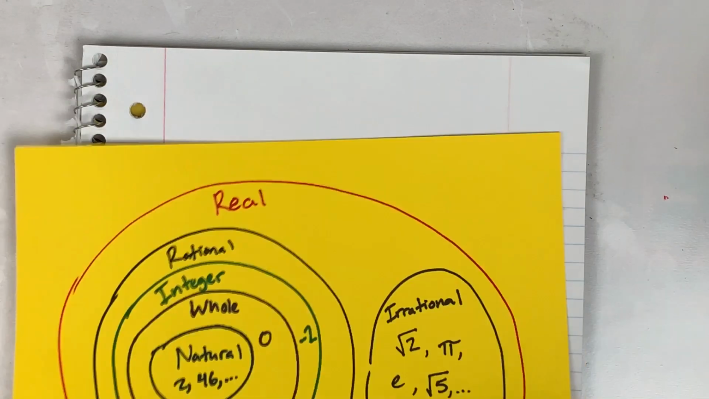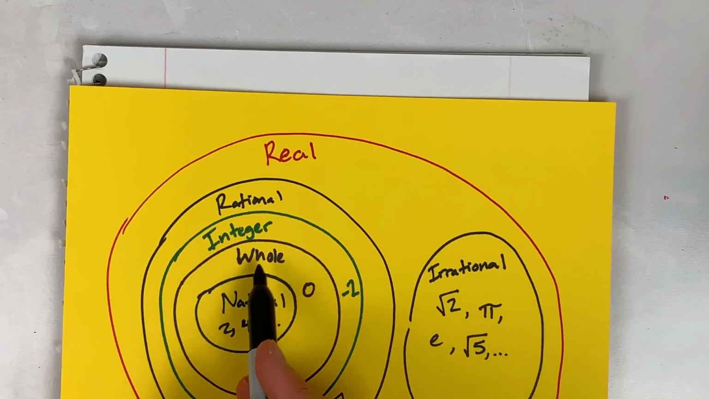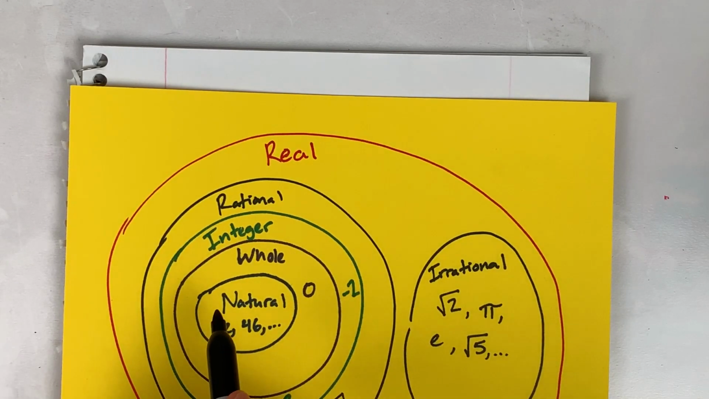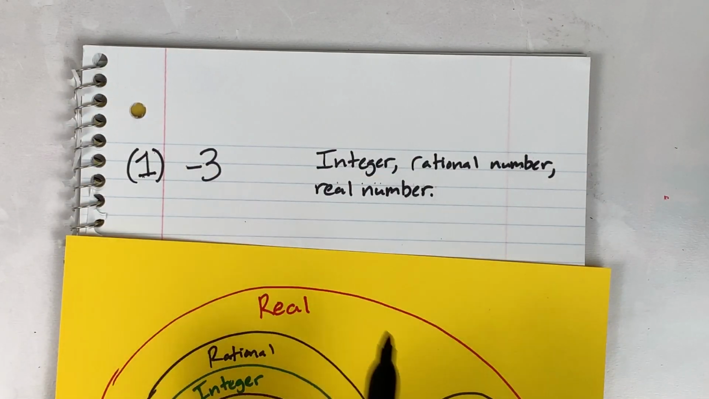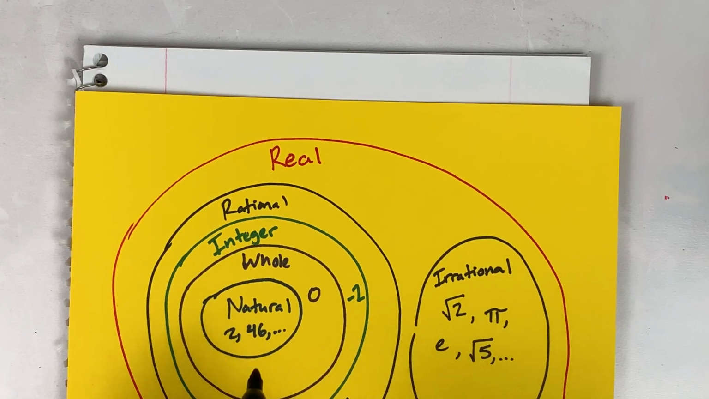Well, if we look at our other number types, we need to remember that the whole numbers are non-negative. There's no negative whole number. So what that means is negative 3 clearly isn't whole. Further, our natural numbers are all of our whole numbers 1 and up, meaning the natural numbers are also non-negatives. So negative 3 cannot possibly be a natural number.